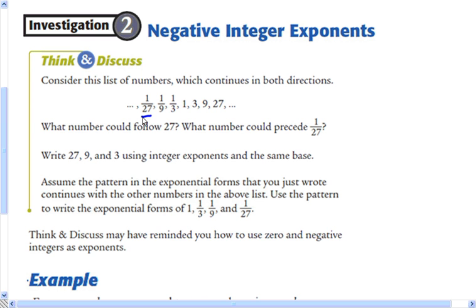We start with the fraction 1/27. If we multiply that by 3, we get 1/9. Multiply that by 3, we get 1/3. We multiply that by 3, we get 1, times 3 is 3, times 3 is 9, times 3 is 27. So what number could follow 27? That would be 27 times 3, which is 81.